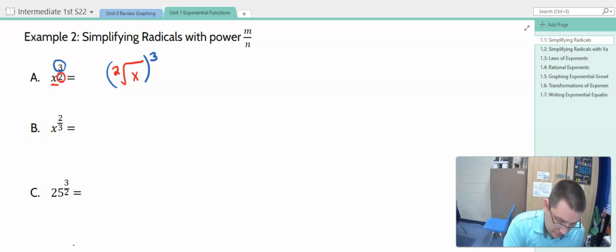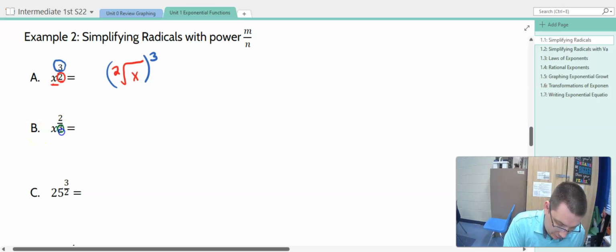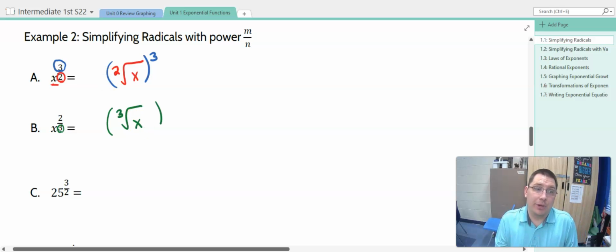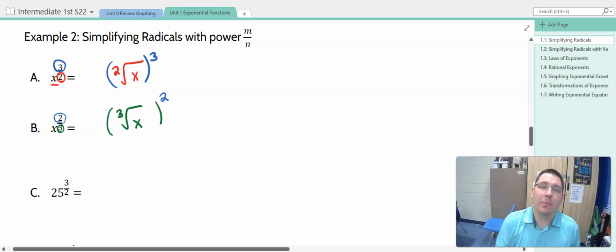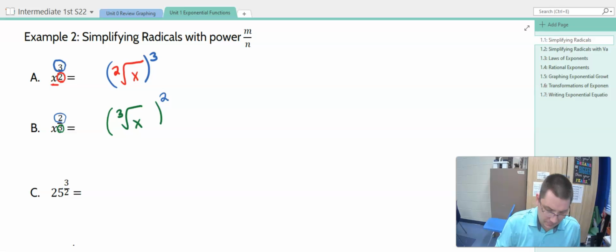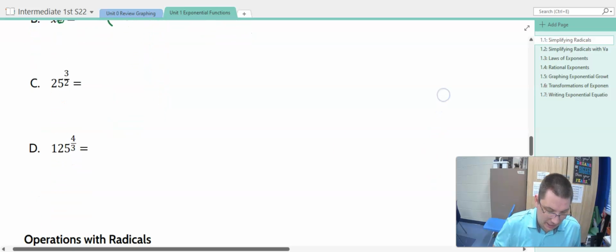Example B, again, we want to take that denominator power. And so you might be working a little bit ahead of me here. The cube root of x, right? Because the denominator was 3, so the index is going to be 3. And then the numerator is 2, so we're going to take that to the 2nd power. And again, with variables here, there's nothing else we can do to simplify it. But let's look at C and D and see what happens.